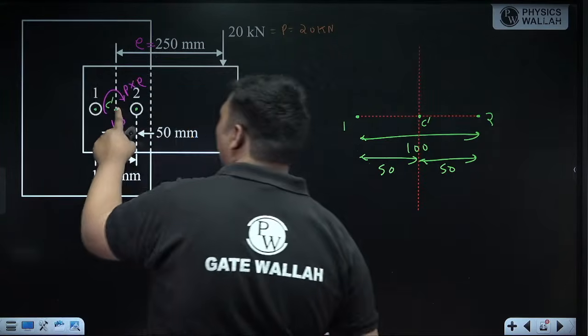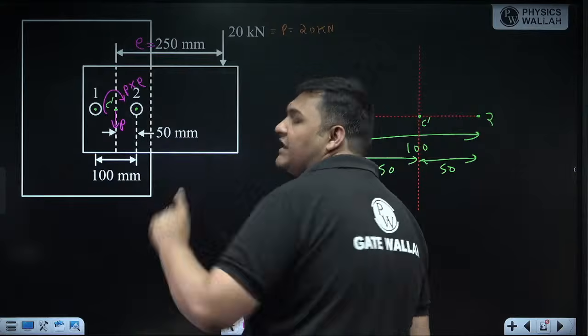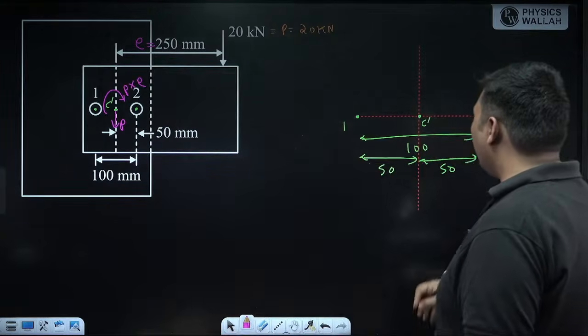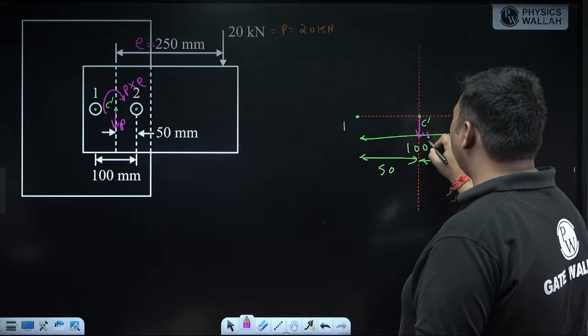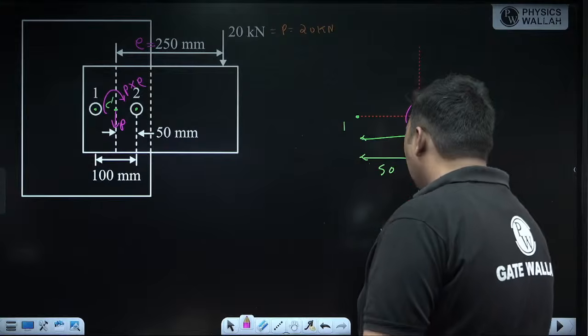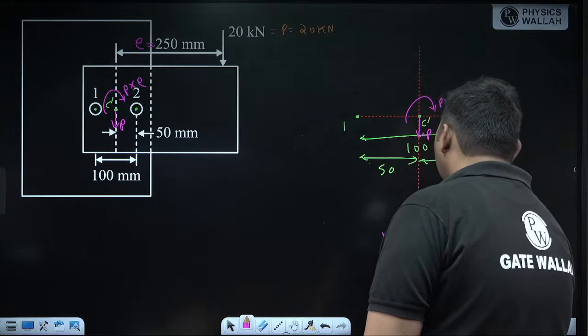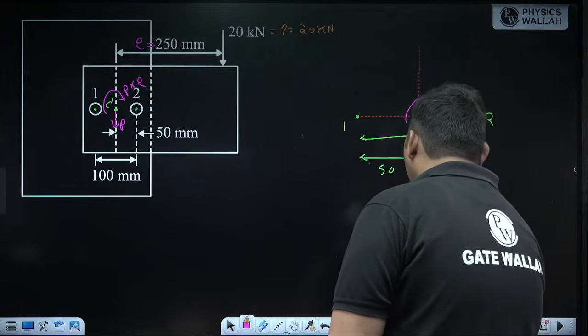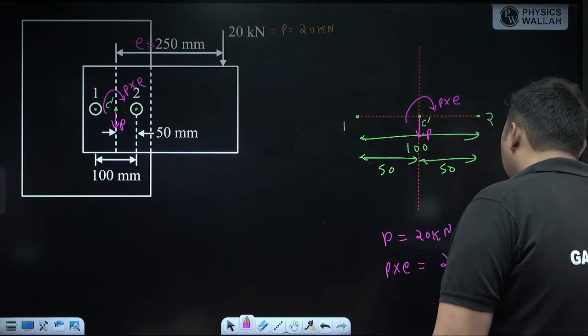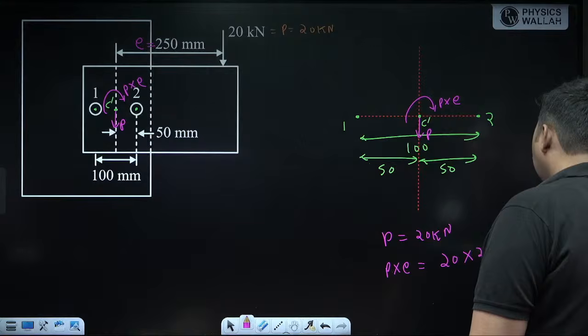And it is acting about this axis. This axis I am referring to as the Z axis, which is the perpendicular axis of the cross section of the rivet. So when we have transferred this load P at C dash, one direct force P is coming like this, and one moment is coming, P into E, about the Z axis. The direct force P is 20 kilonewton. Now in the moment P into E, P is 20 kilonewton and distance E is 250, so this much kilonewton mm.